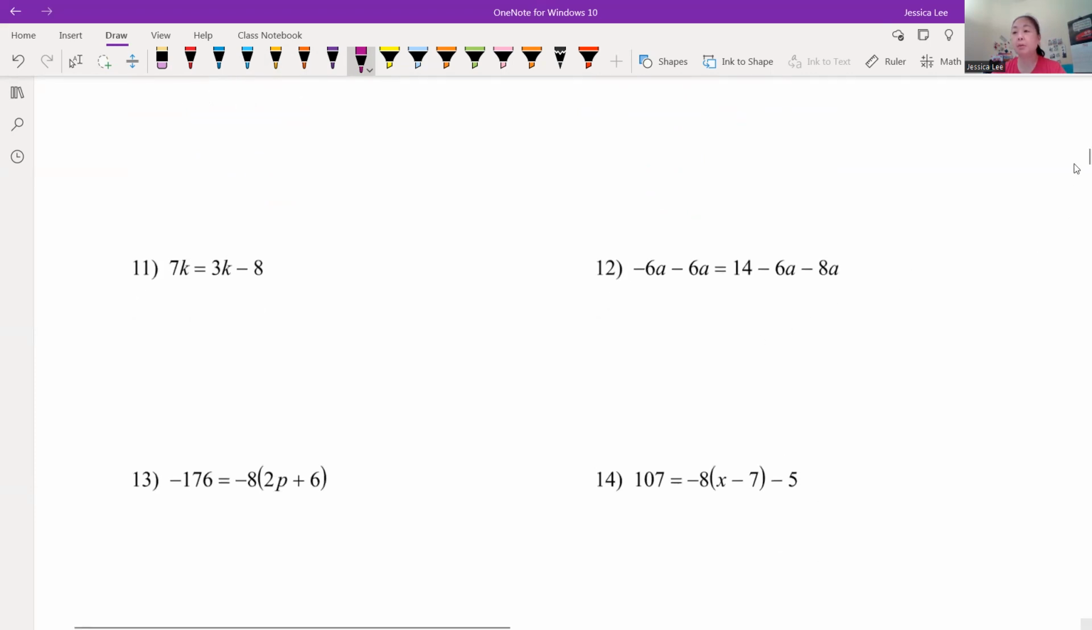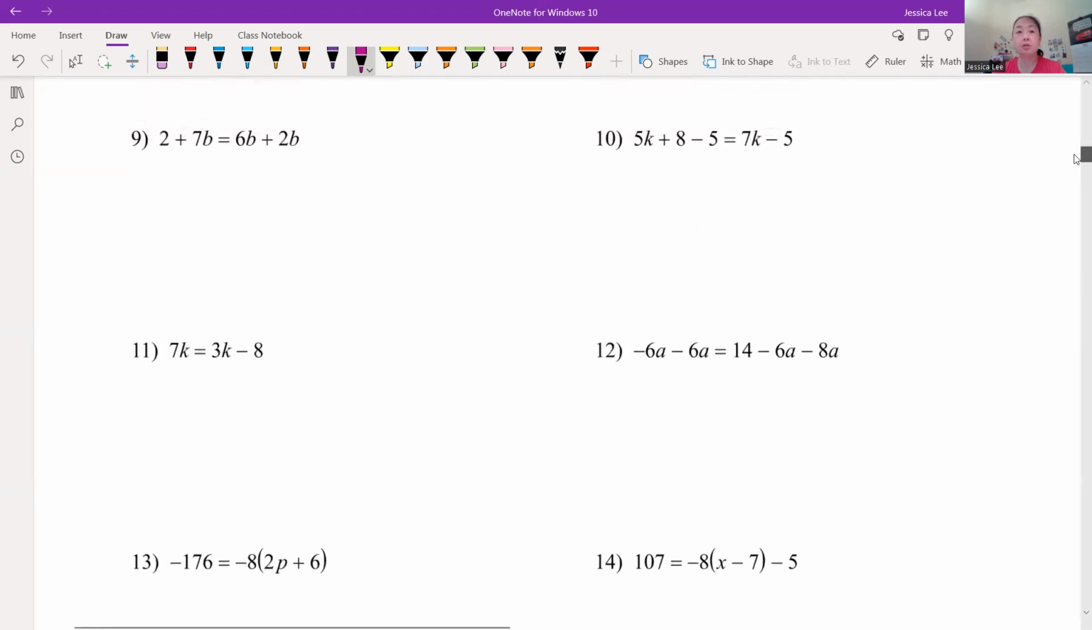Now, these types of problems are not two-step problems. They will become two-step problems. But if you notice right here, we have variables on both sides. So what we're going to have to do first is rewrite them. I notice right here, we can simplify the right-hand side. We can combine like terms. That's what we're going to do first.